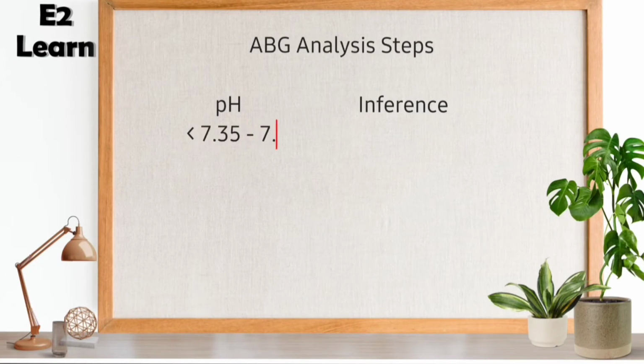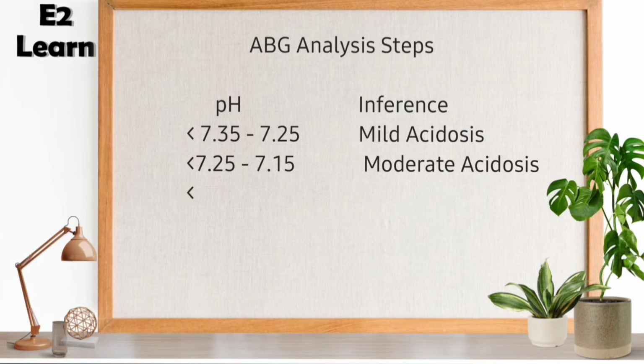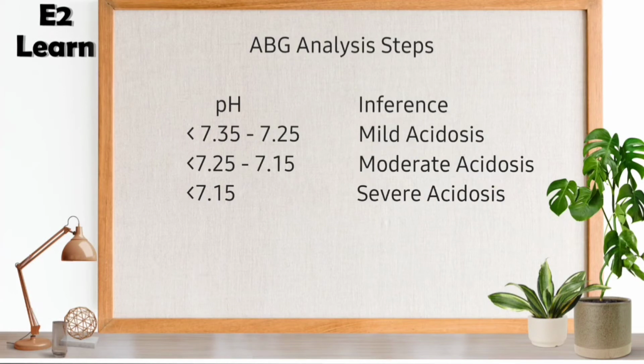After this, we shall understand how to analyze an ABG step by step. First, you understand the pH. If the pH is less than 7.35 and within 7.25, it is considered to be mild acidosis. If the pH is lesser than 7.25 and within 7.15, it is considered to be moderate acidosis, and if the pH falls below 7.15, then it is considered to be severe acidosis.